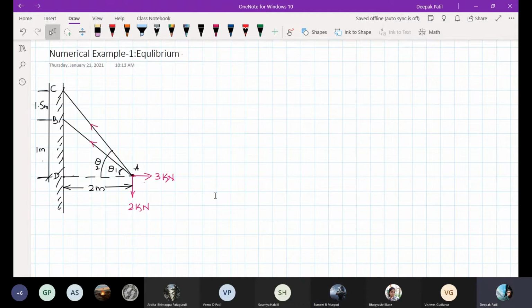No, sir. Why? Four forces. Yes, perfect. Four forces are acting. See here. One is this, one is this. That is the tension in these two strings, which are unknown. The third one is this 3 kilonewtons and the fourth one is this 2 kilonewtons. Since four forces are acting at point A, I cannot apply Lami's theorem.